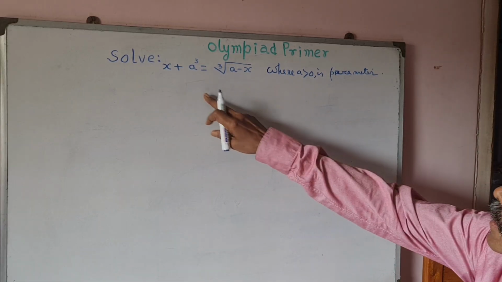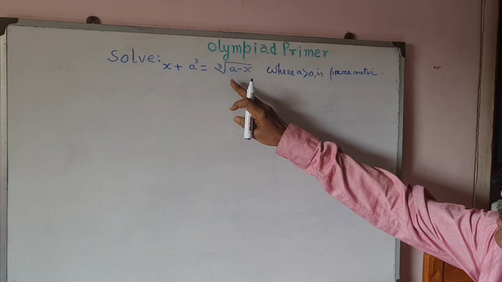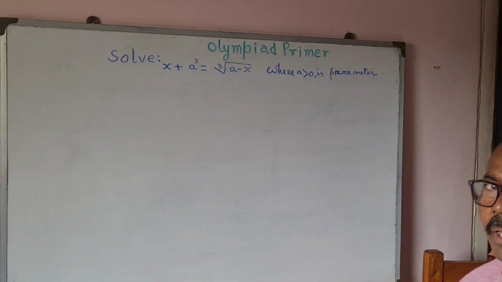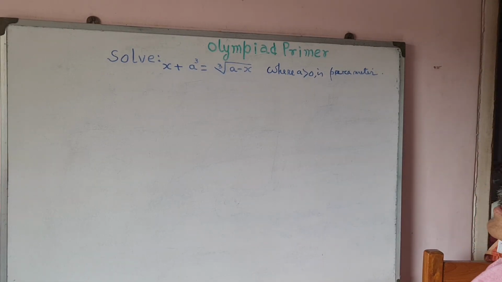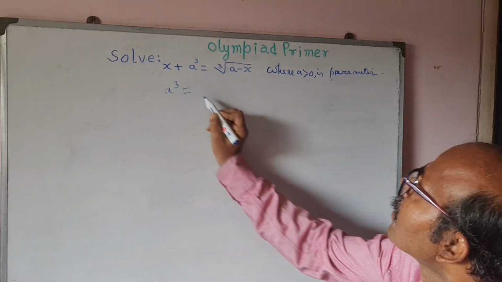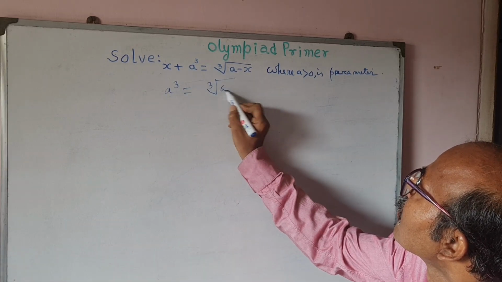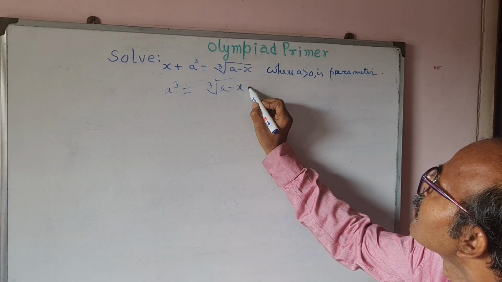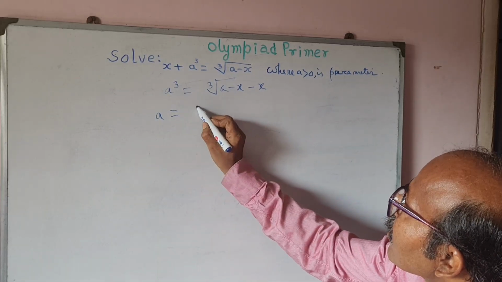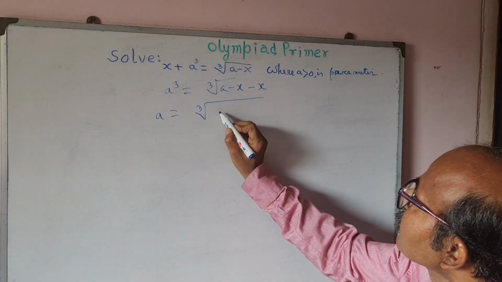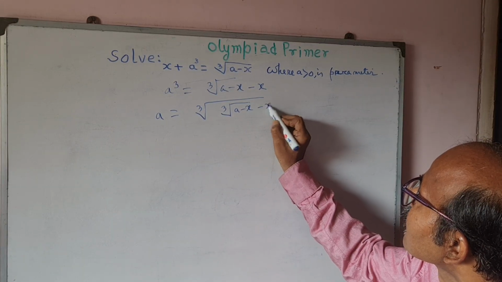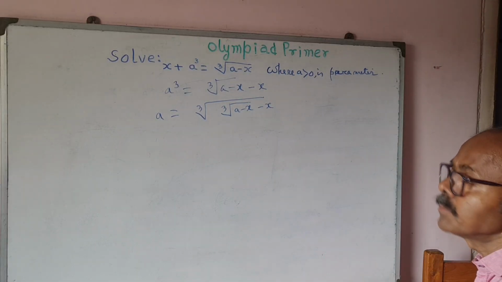Now see, in this equation, (x + a)³ = cube root of (a − x), where a is greater than 0, a is the real parameter. Now we can derive this equation as a³ = cube root of (a − x) − x, and therefore a equals cube root of ... minus x. So we can derive this equation.